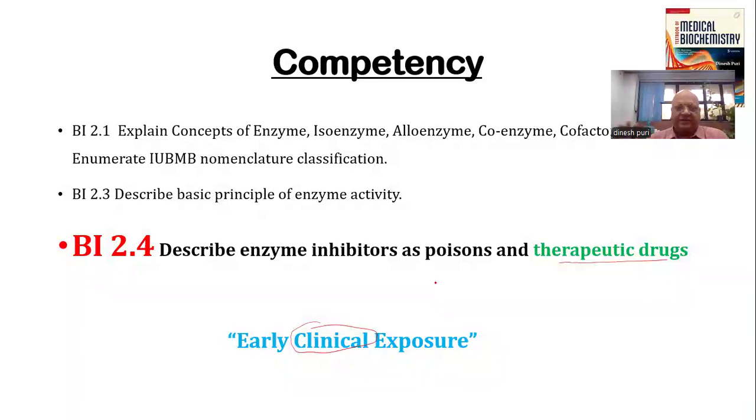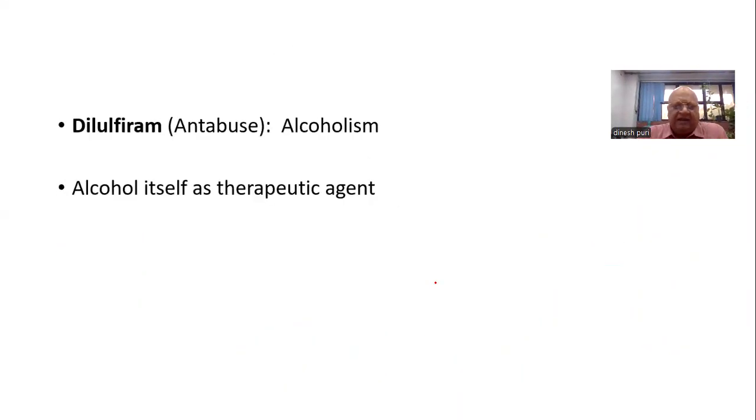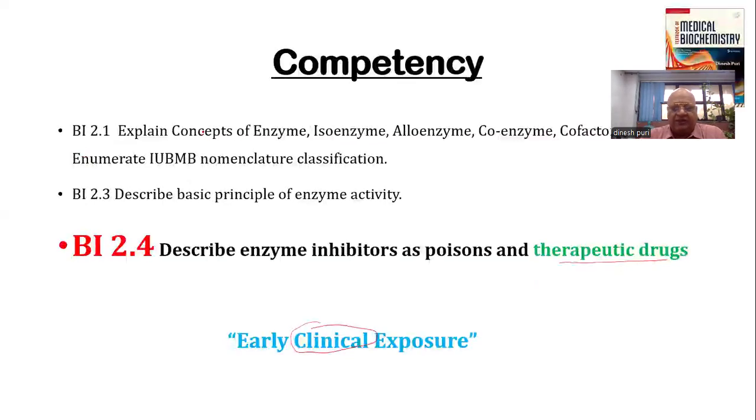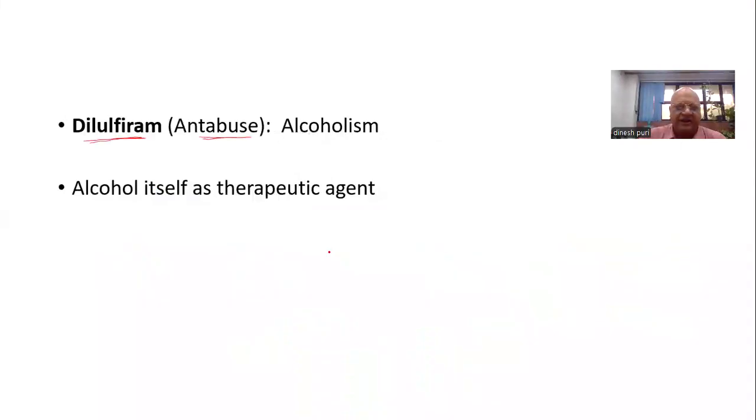a rampant problem, and the incidence is increasing. We are going to see how a drug acts to treat alcoholism: Disulfiram, also called Antabuse. We are going to see that this is an enzyme inhibitor. Which enzyme and how does it act, that we are going to see. And a second example we are going to see.